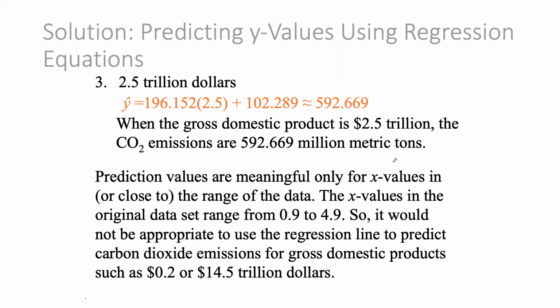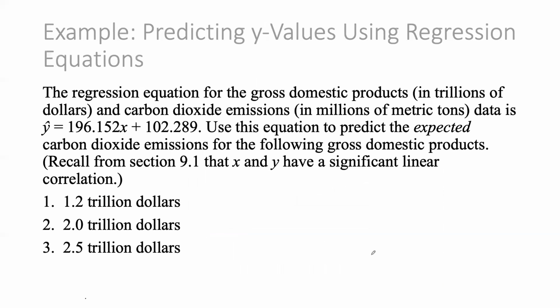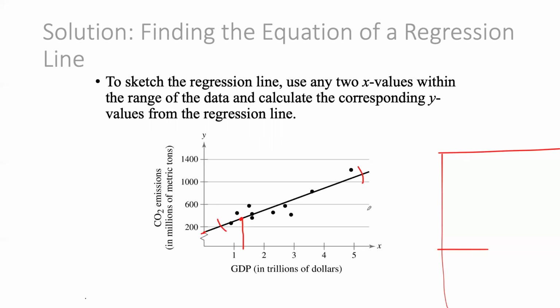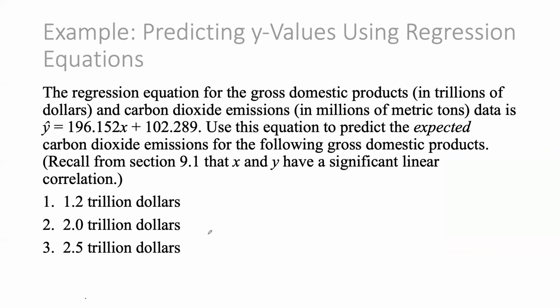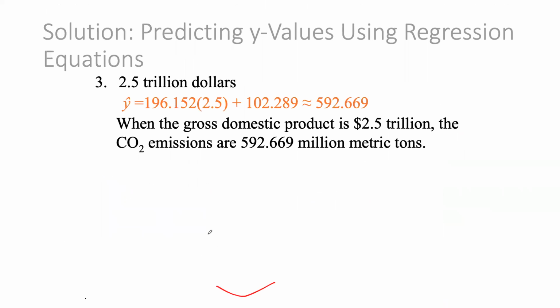So it might not be appropriate, for instance, to figure out what the carbon dioxide emissions will be when the GDP is 14.5. 14.5 is completely out of the data set, right? Because the last one we have is when the size of the economy is about 4.9 and we know what the emission rates are, but 14.5 is quite far outside the data set. Similarly, for something like 0.2, it doesn't make sense to use this regression line to predict there because again, we might not have that much confidence in the value of the prediction.